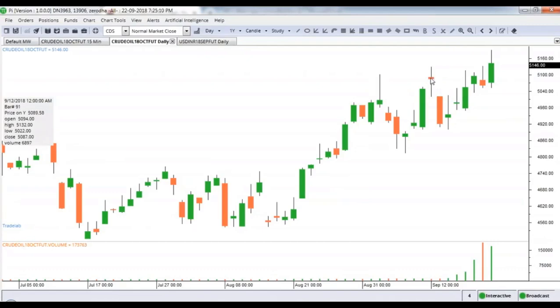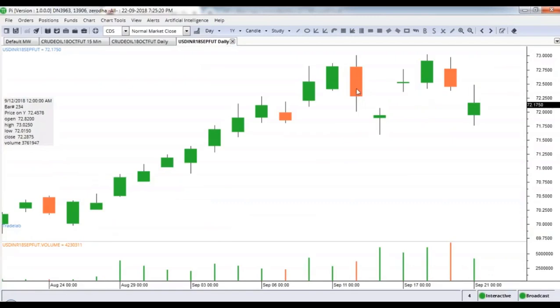Yes. Do you see this is also red? So it has kind of fallen. It has gotten weak. Agreed? Yes. This has also gotten weak.